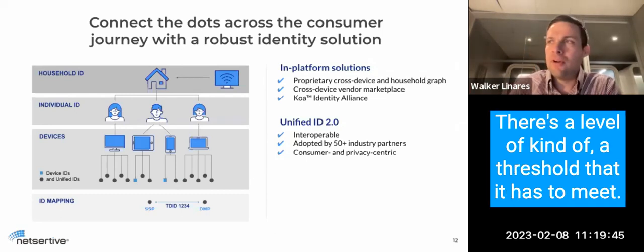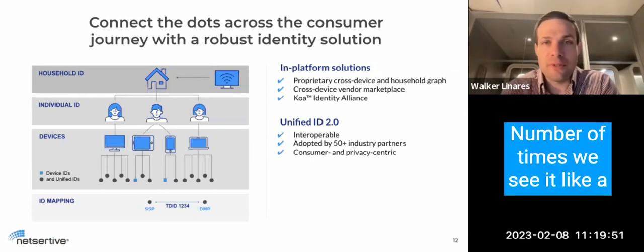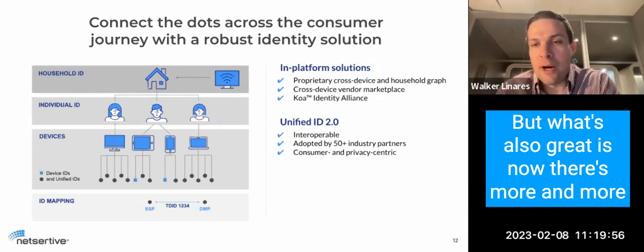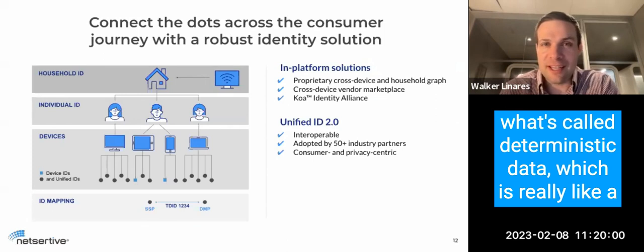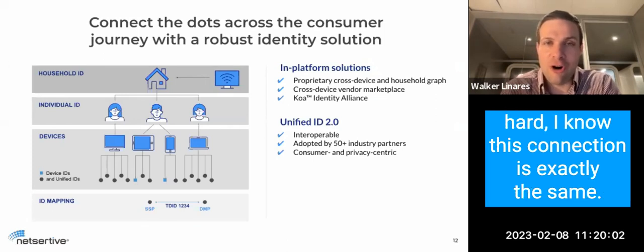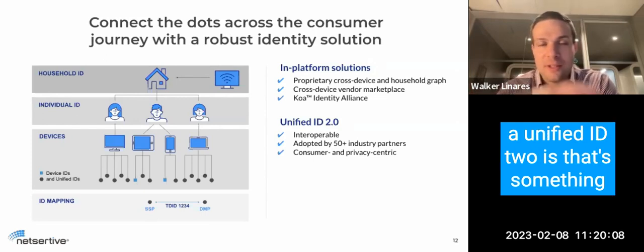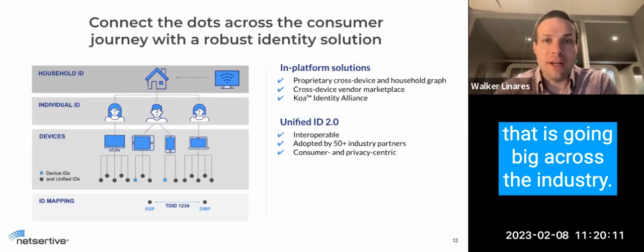There's a level of threshold that it has to meet, number of times we see it, like a certainty rating, if you will. But what's also great is now there's more and more what's called deterministic data, which is really like a hard, I know that this connection is exactly the same. And that's what something like Unified ID 2.0 is. That's something that is going big across the industry.